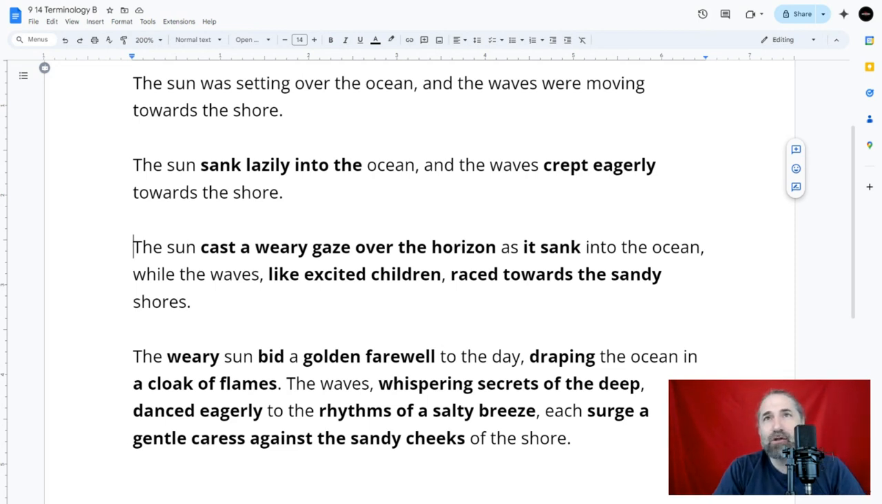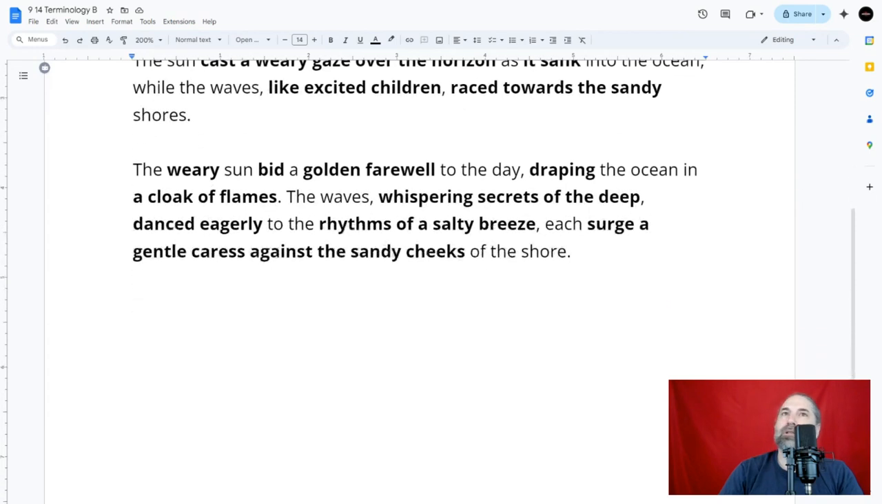Some of the writers nowadays, you're like, oh, I really like that paragraph. It's because they add a little something to the movement. It's not just the sun was setting over the ocean, and the waves moved towards the shore. You know, it's giving movement and choice to these items. It's the personification, right? And then, of course, when we go here for the big change, it really adds a little something.